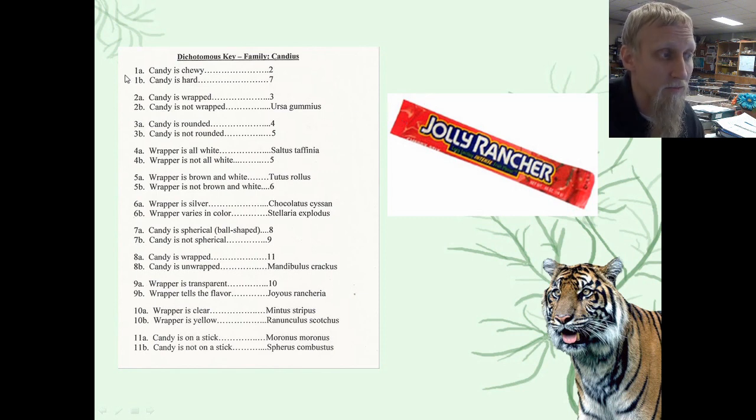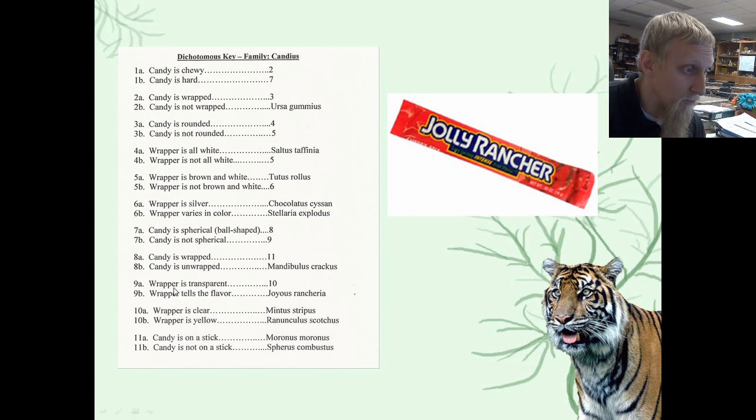I'm going to start over here by number 1, and it says candy is chewy or candy is hard. One of those 2 applies. And if we look at this thing, we say, oh, the candy is hard. So that tells us to go to number 7. We drop down to number 7, and it says candy is spherical, like ball-shaped, or candy is not spherical. It's not, so I'm going to go down to number 9.